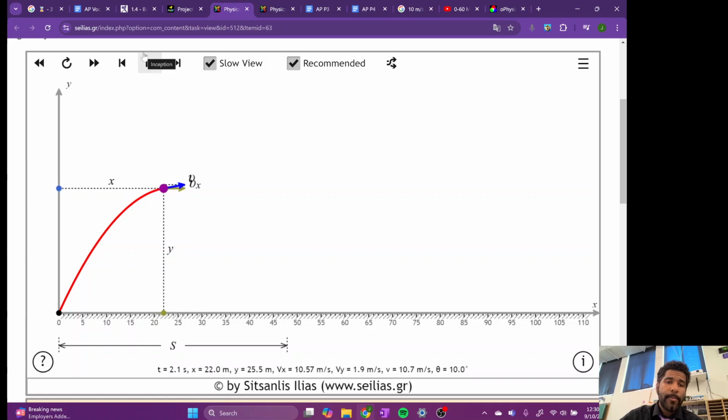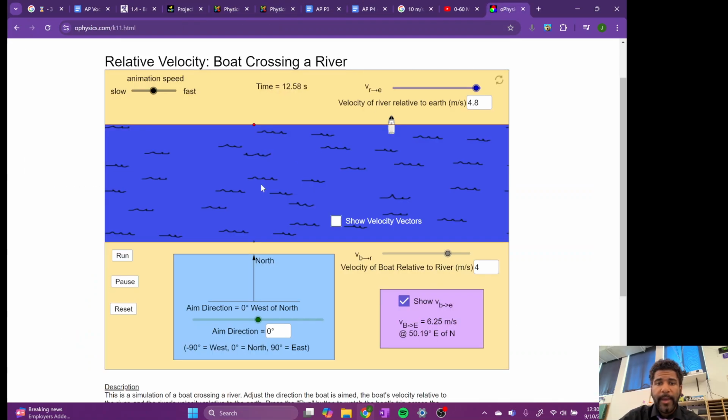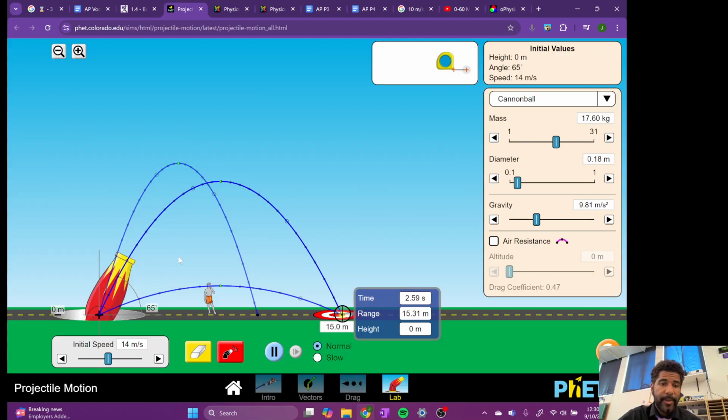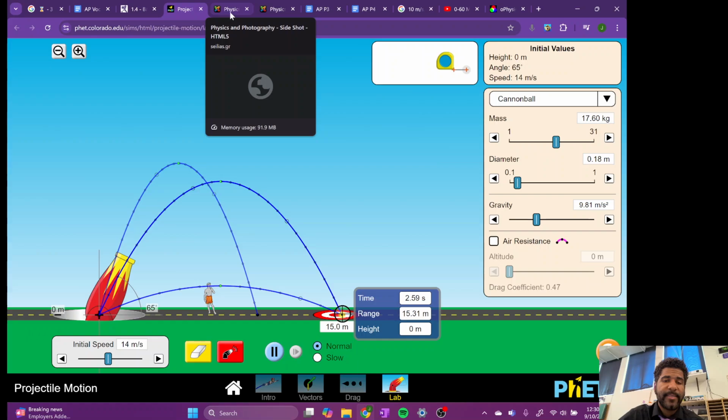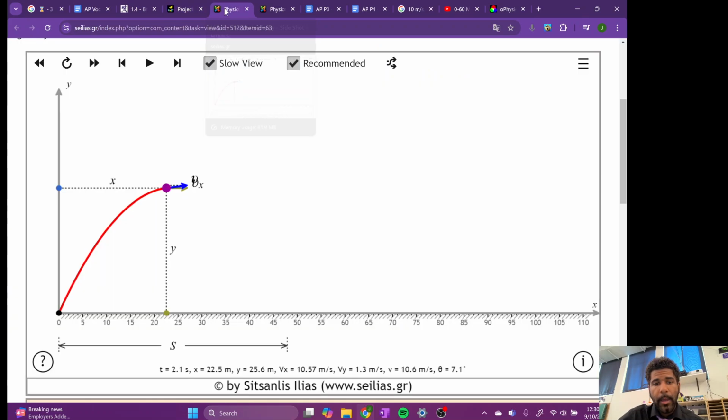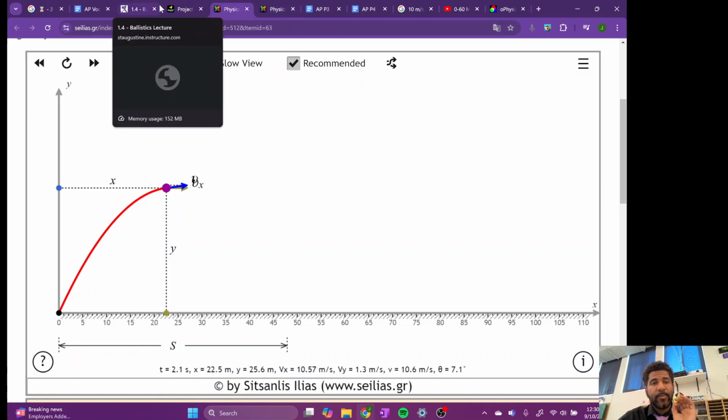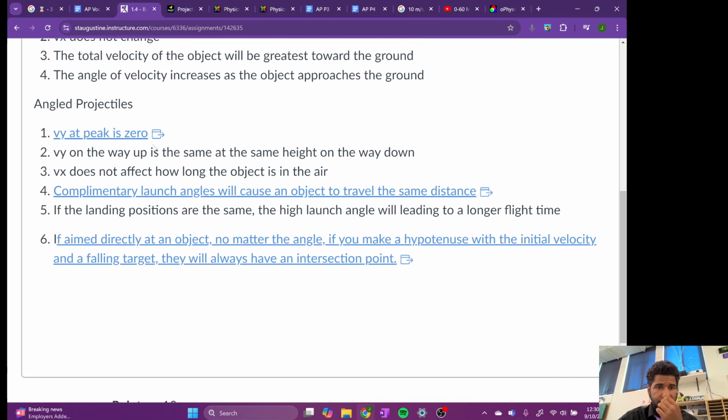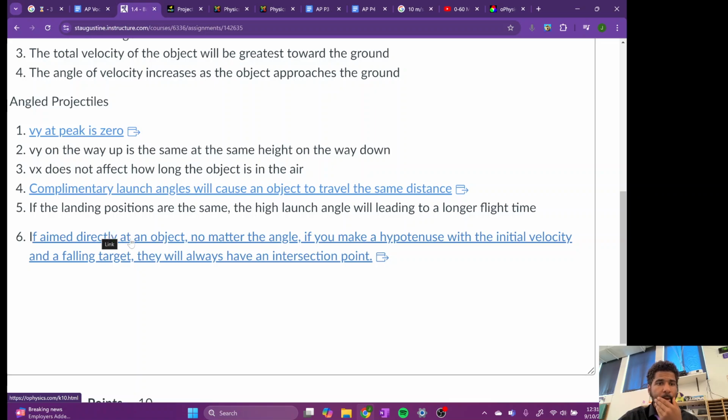Just like in the river problem, the only thing that affected the amount of time it took to get to the other side was the component that is parallel with this side to go the width of the river, this across this boat component. When we come to this problem over here, the only thing that determines how long the object is in the air is the y component of the velocity. The y is really where you find time in these problems.